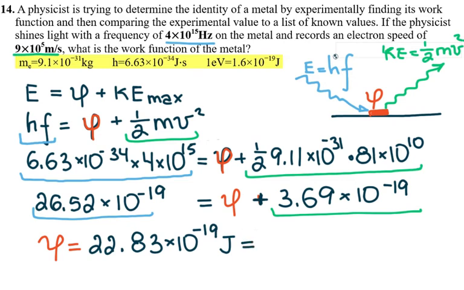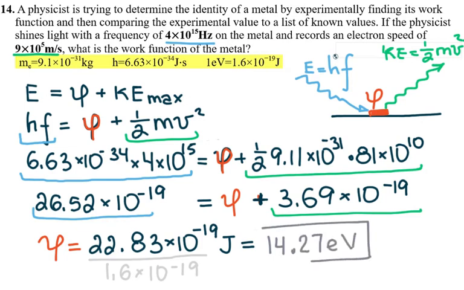And if I want to convert this into electron volts, I have to divide it by the electron charge, which is 1.6×10^-19. That will give me the value in electron volts, which is 14.27 electron volts. So you could write your answer in electron volts, or you can write your answer in joules, and that would be the work function needed to pull out those electrons from the surface of this specific metal.